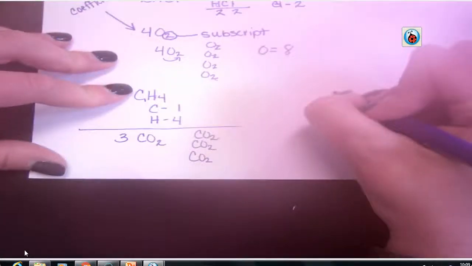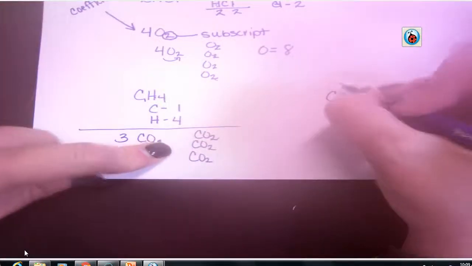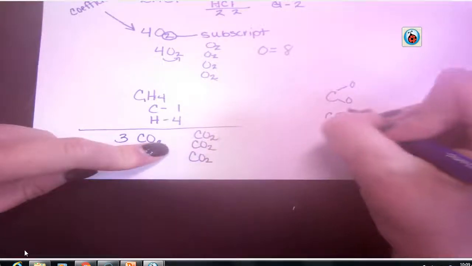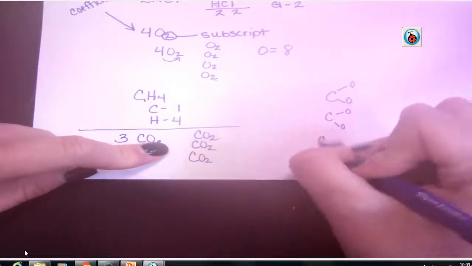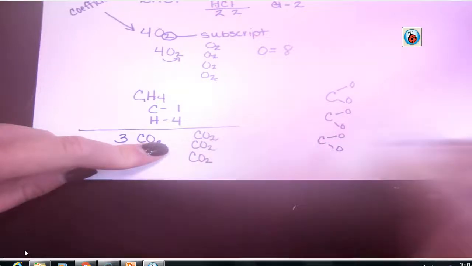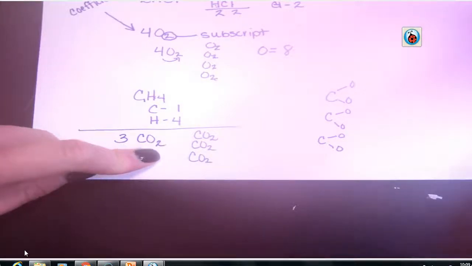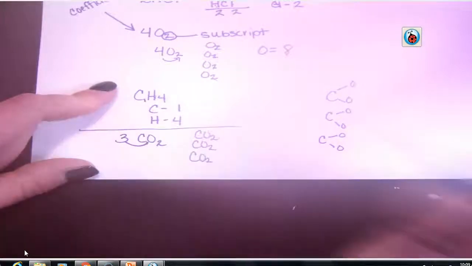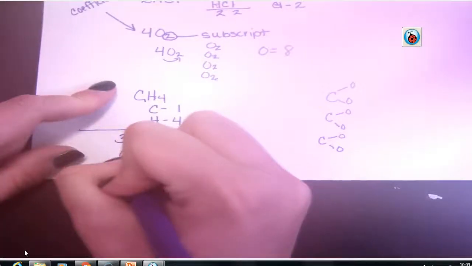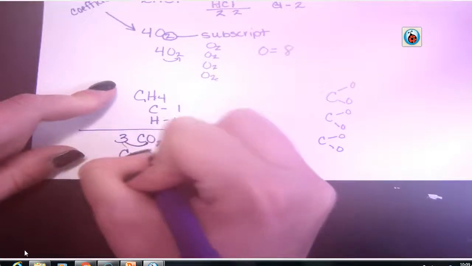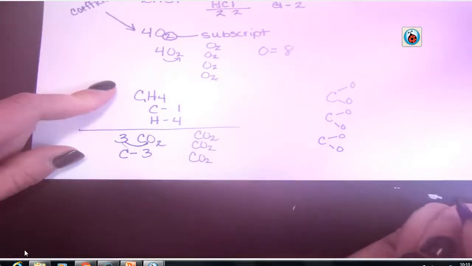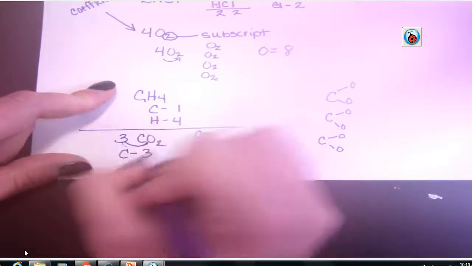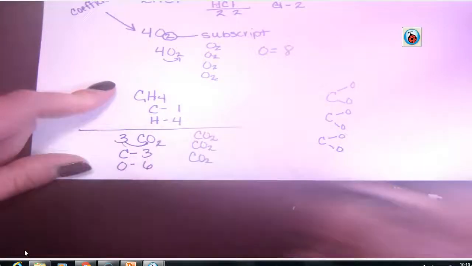You could write C, and there's 2 O's attached to it, so 1, 2. C1, 2, C1, 2. But we don't want to do that. The best thing for us to do is just multiply them out. There's an imaginary 1 right there, so how many carbons are there? 3 times 1 is 3. And then there's 2 oxygens, so 3 times 2 is 6.